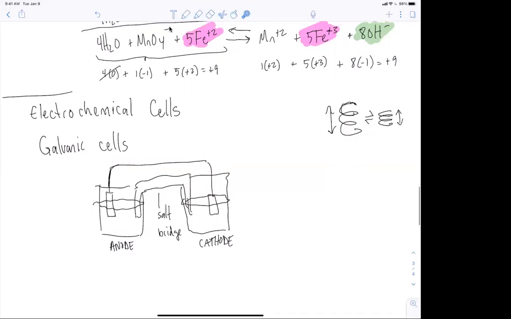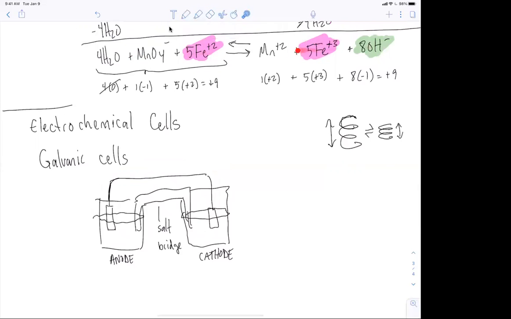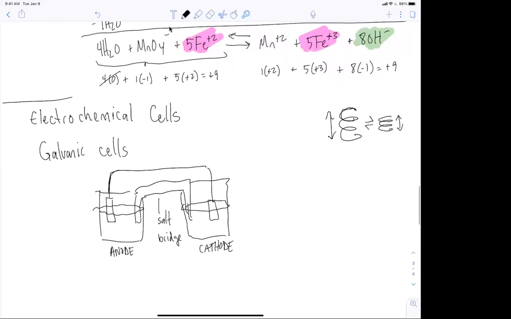But yeah, the starting point for all of this is these reactions. I wish I had a little bit more time to talk about that, like what's happening at the anode and what's happening at the cathode. There are chemical reactions happening there.